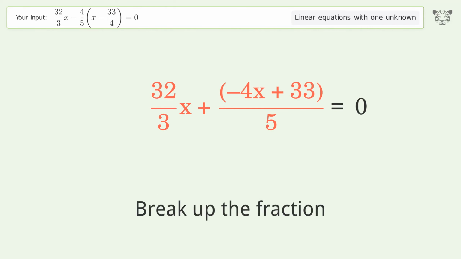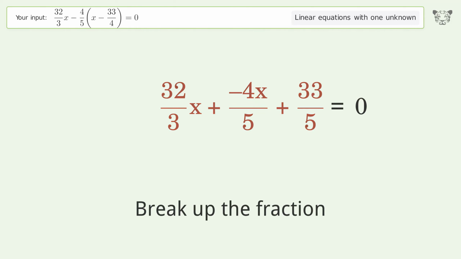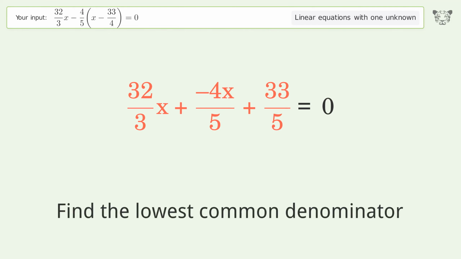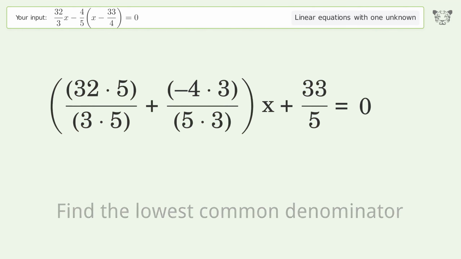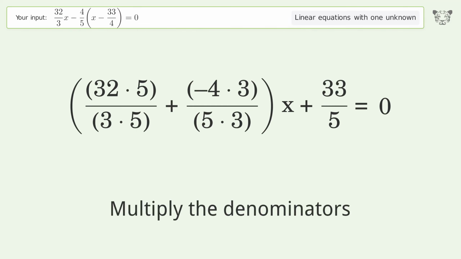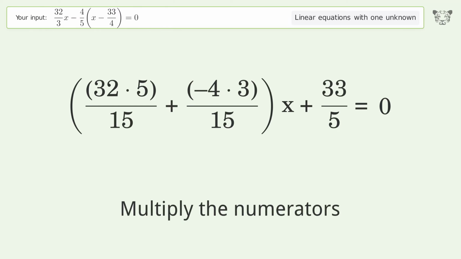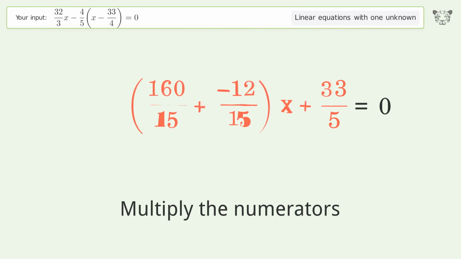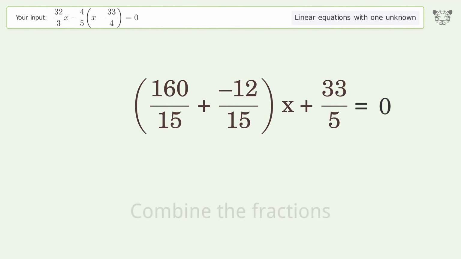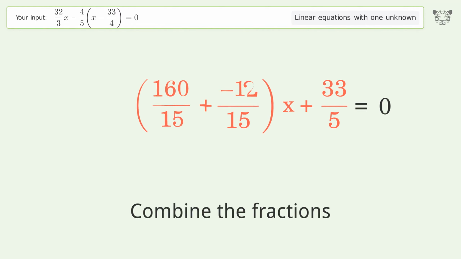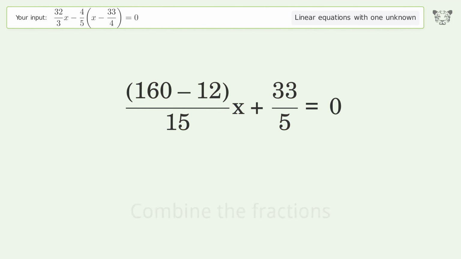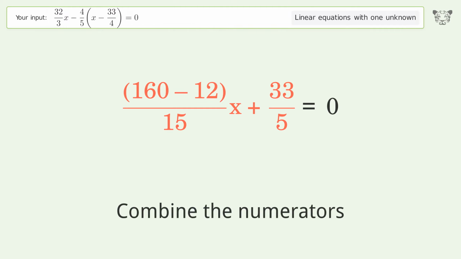Break up the fraction. Find the lowest common denominator. Multiply the denominators. Multiply the numerators. Combine the fractions. Combine the numerators.